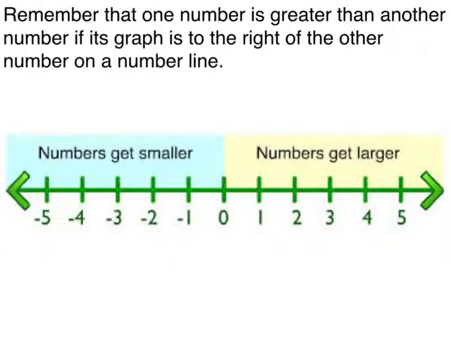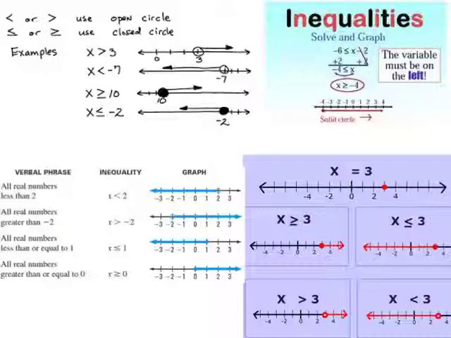Now remember that when we graph, we know that a number is greater than another number if it is further to the right on the number line. So even though we're used to thinking of 3 as being larger than 2, negative 3 is actually further to the left than negative 2. So negative 2 is greater than negative 3.